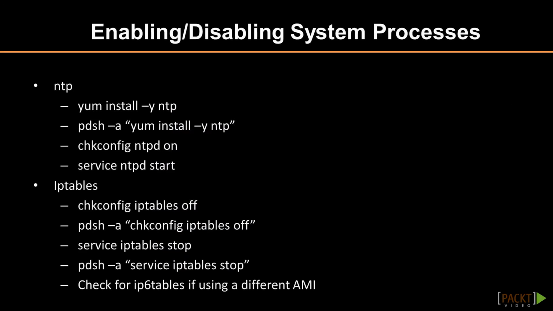The last step in our process is making sure that we've installed, enabled, and/or disabled any of the crucial system processes required for the Hadoop installation. In our case, this boils down to two key areas. One is NTP, the other is iptables. NTP is used to synchronize the system time across each of the nodes in our Hadoop cluster. In the case of our AMI and CentOS distribution, NTP is not already installed, so let's use yum to install it. We execute the following command to install NTP on the head node.